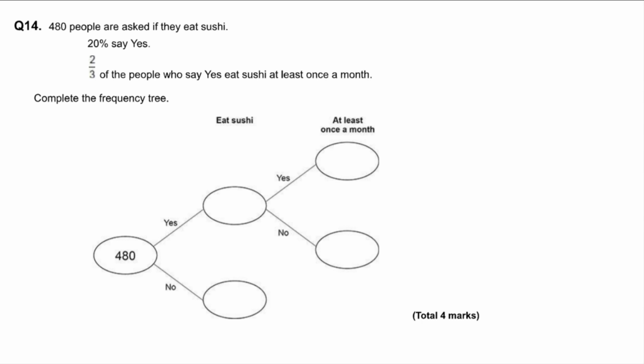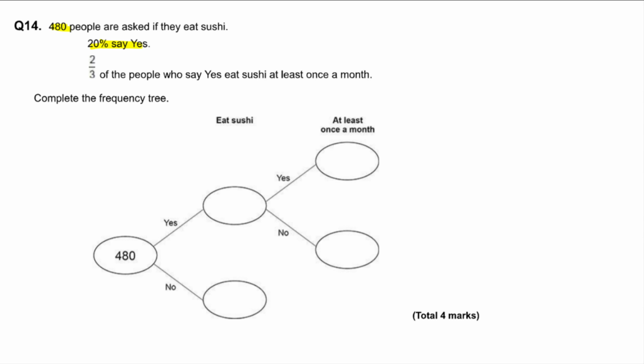Question 14, 480 people are asked if they eat sushi. The correct answer is yes. 20% said yes. Only 20%? What? Right, so what is 20% of 480? So 20% said yes of this 480 people here. So what is 20% of 480?